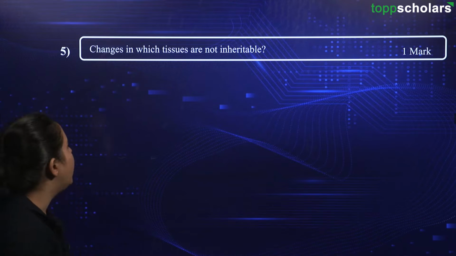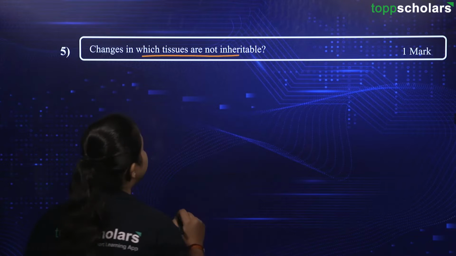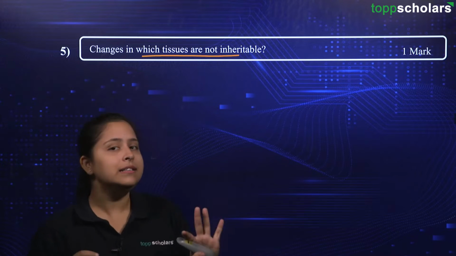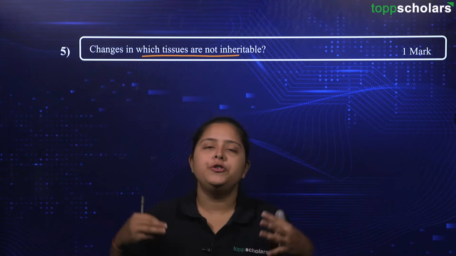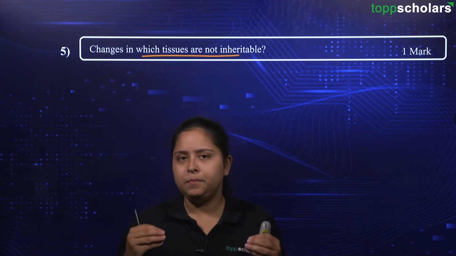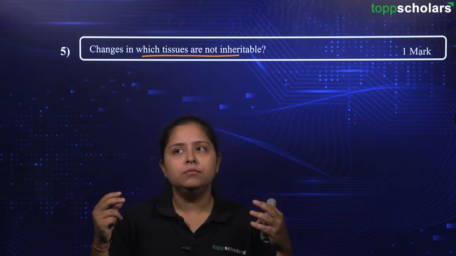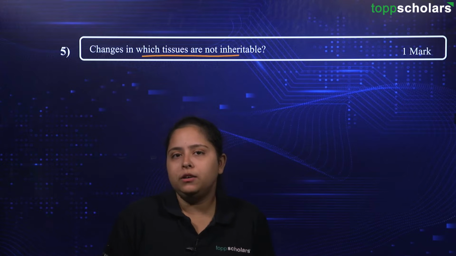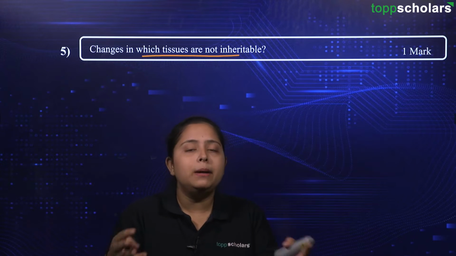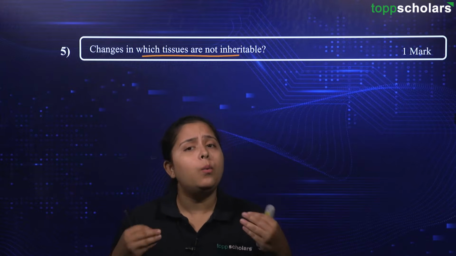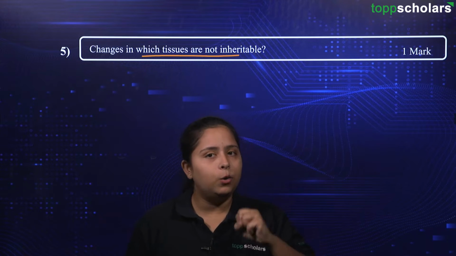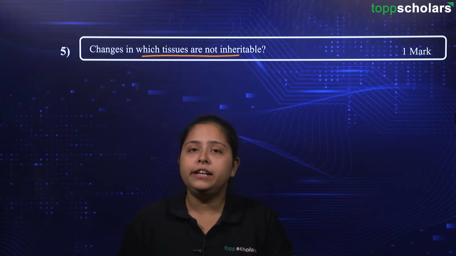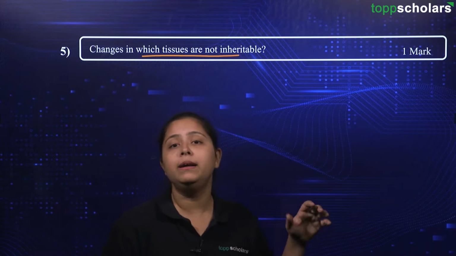Here is the question for 1 mark. The question says, changes in which tissues are not inheritable. Now over here friends, just consider an example. I know how to ride a bicycle. Now my brain knows, and I can always do that very easily. But do you think my offspring who is just born will be able to ride a bicycle? Obviously not. Why so? Because this skill that I have acquired is not inheritable, because this skill is gained by the tissues which have non-inheritable characteristics.